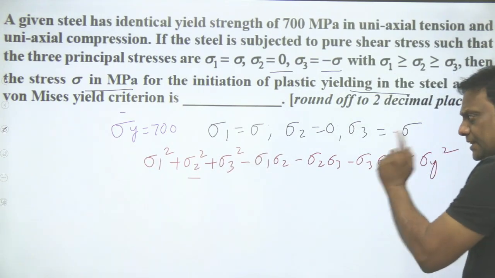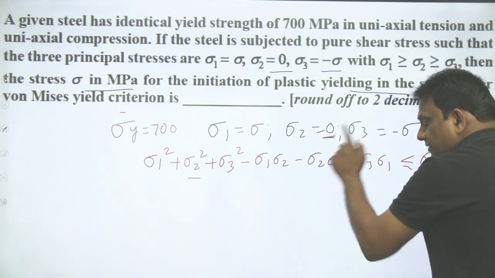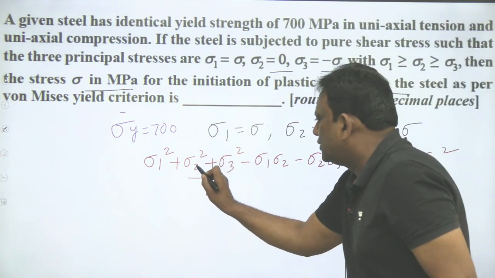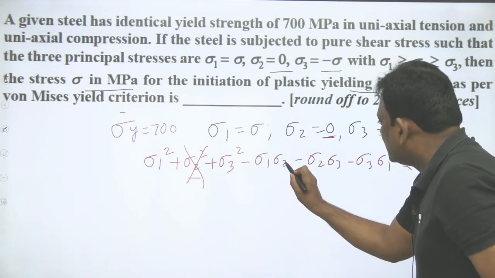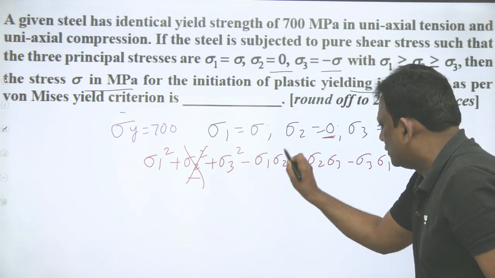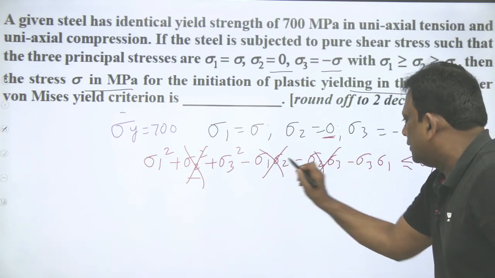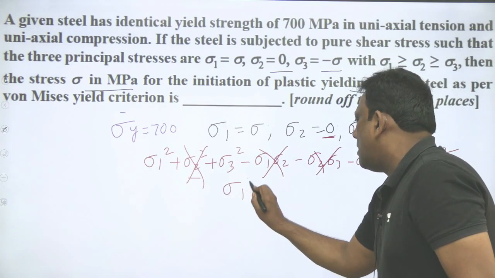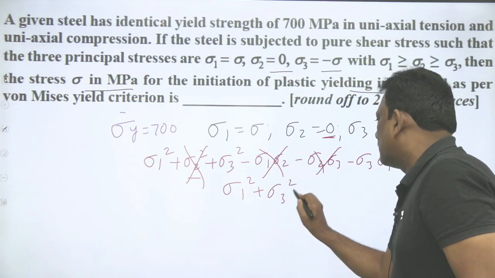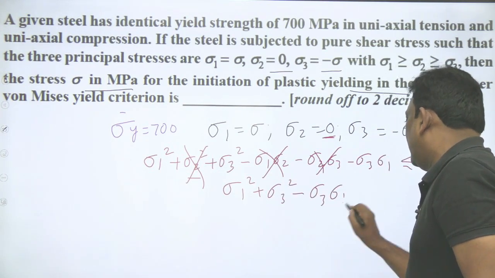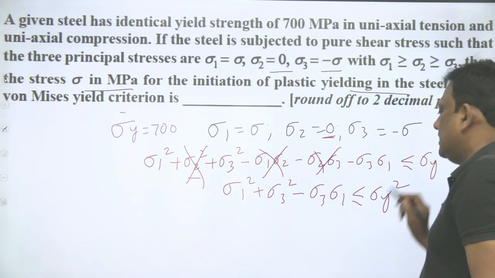Already in the problem, sigma 2 is given as 0. So sigma 2 square is 0, and sigma 2 into something is 0. So we are left with sigma 1 square plus sigma 3 square minus sigma 3 sigma 1, which should be less than or equal to sigma yield square.